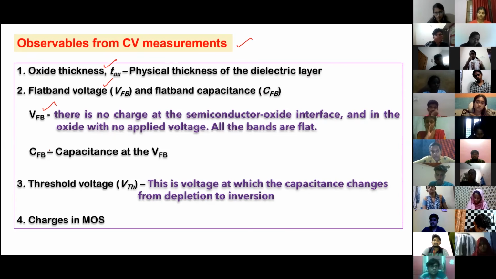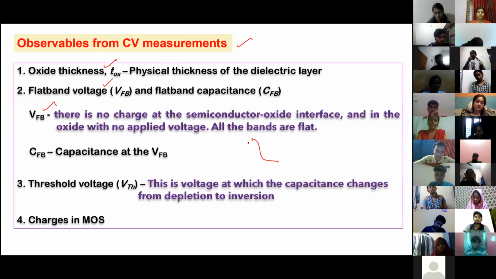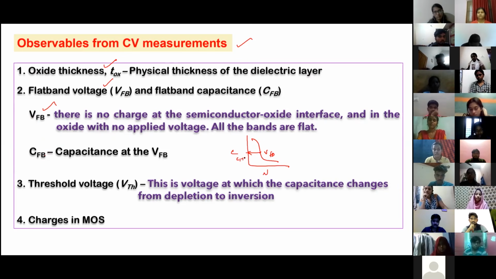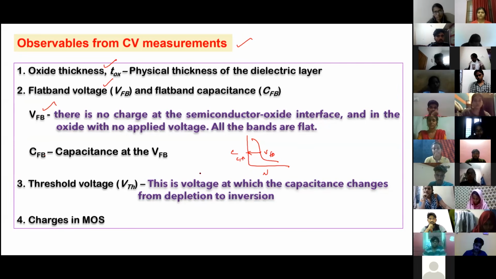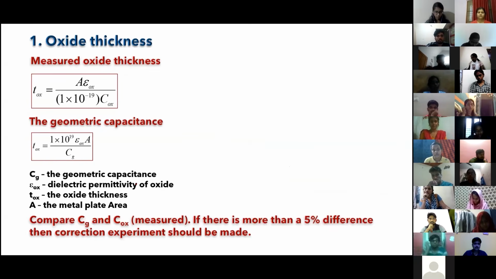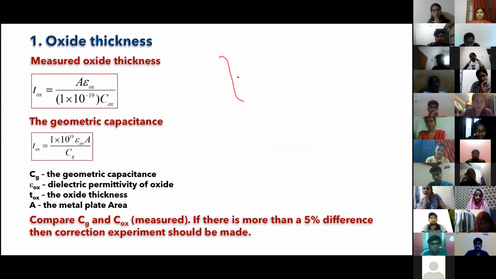And we call the capacitance related to the flat band voltage the flat band capacitance. For example, you measure the CV like this. Let's say this is your flat band voltage, VFB, and the capacitance corresponding to that is CFB, the flat band capacitance. You can also measure the threshold voltage and the types of charges present in the MOS capacitor. The CV curve means the capacitance as a function of voltage.